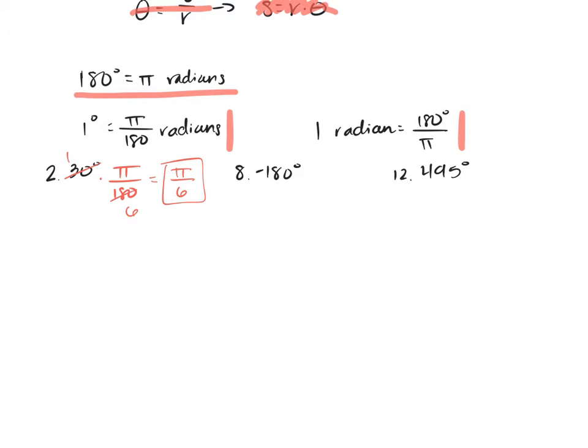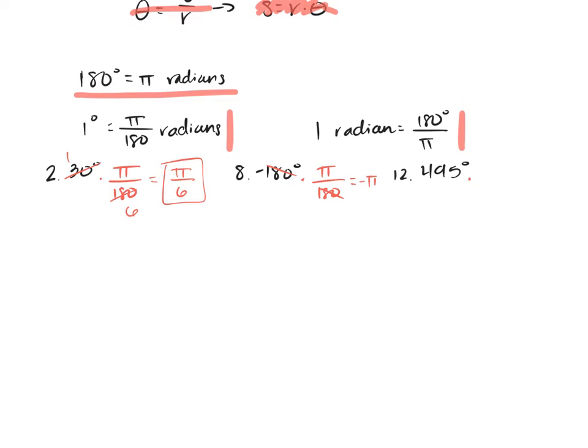For 8, we're given negative 180. Again, this is in degrees, so we're going to convert to radians. So pi over 180. 180 goes into itself once, so this will be negative pi. The negative sign just carries through.